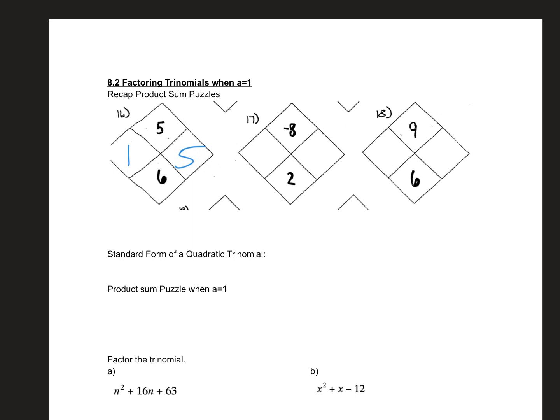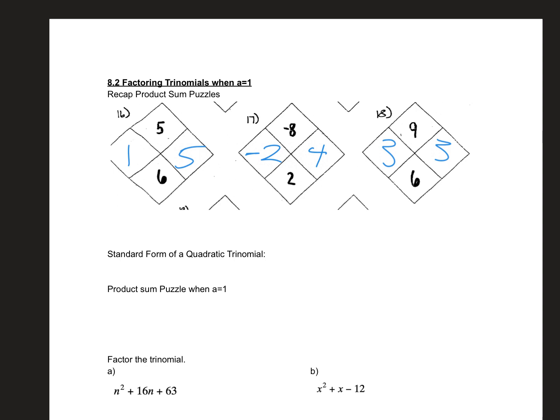For the second one, our product has to be -8, but our sum has to be +2. If our product is negative, one of my factors has to be negative and one will be positive. Thinking about the factors of -8, I'll think of 4 and 2. If 2 is negative and 4 is positive, they add to +2 and multiply to -8. And for the third one, two numbers that multiply to 9 but add to 6 would be 3 and 3.